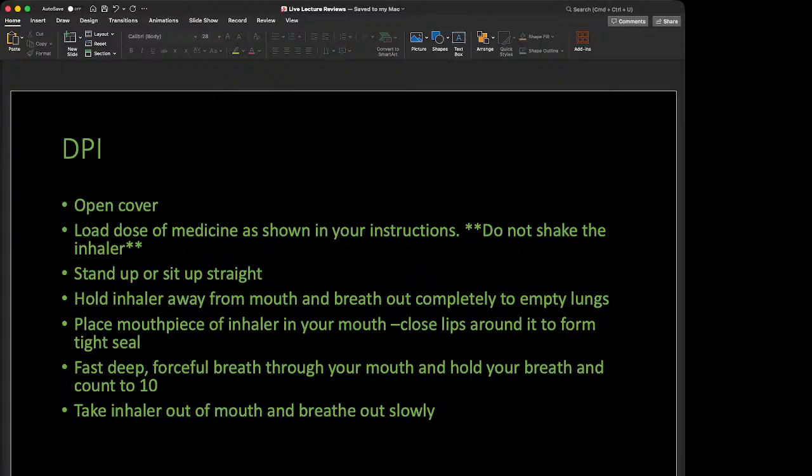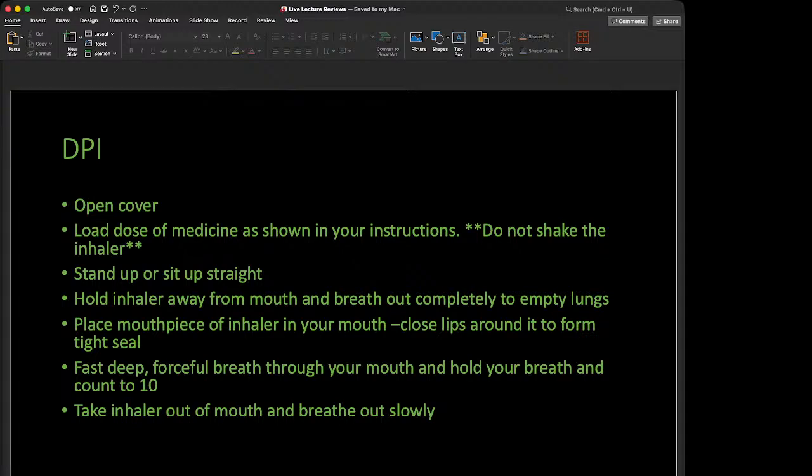You would stand up or sit up straight just like you would with the MDI. Then place the mouthpiece of the inhaler in your mouth and close the lips around it to form a tight seal. Then you would take a fast, deep, forceful breath. You would count to 10 seconds, then take the inhaler out of the mouth and breathe out slowly. So similar steps as the MDI. The only difference is that you do not shake the inhaler.